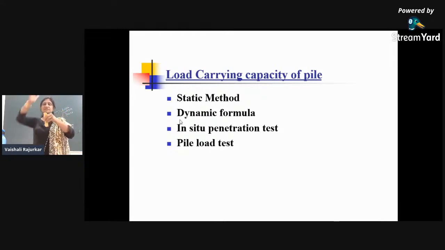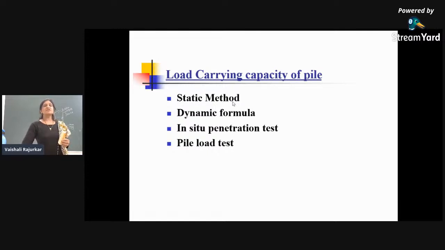What are the efforts? Means we are hammering it at the top, so it will provide a resistance. So how much resistance or how much effort we require to insert the pile into the soil, according to that the load carrying capacity of a pile is calculated. Naturally, if the soil is in a soft condition, the number of blows required to penetrate the pile is less. If the soil is in a very stiff and hard condition, it will take more effort. So from that data, we can identify the load carrying capacity, that is called the dynamic formula.